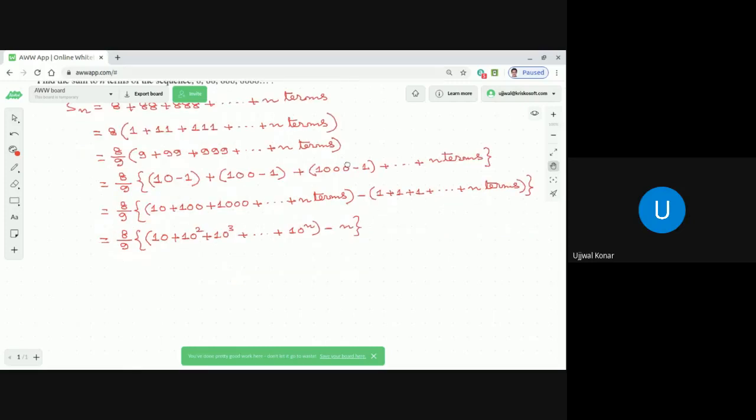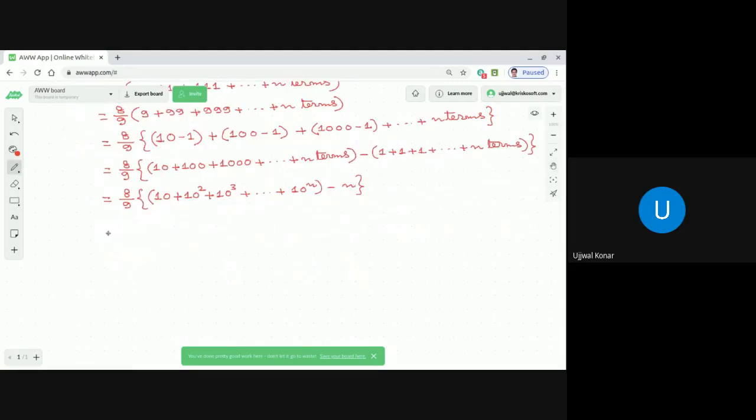So then it is quite simple. After that, if you recall the formula we learned yesterday, the sum up to the first n terms of a geometric progression. In this case, we need to apply the formula where r is greater than 1. Correct or not? Yes.